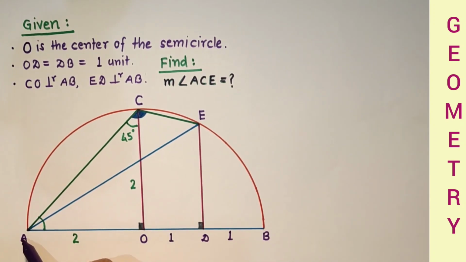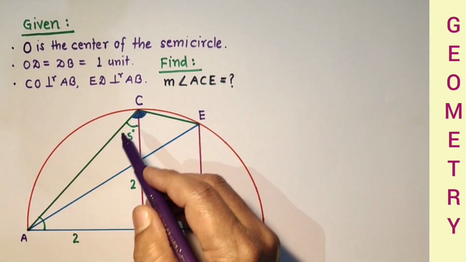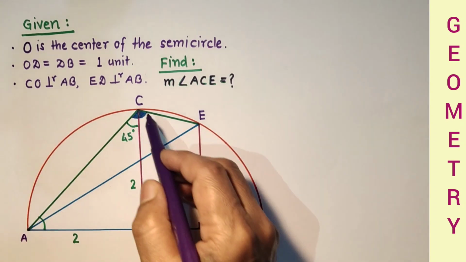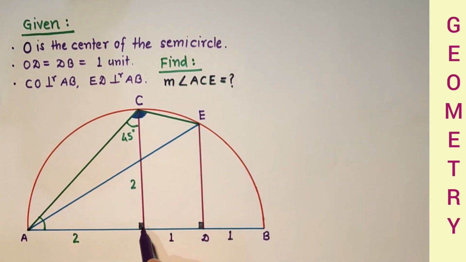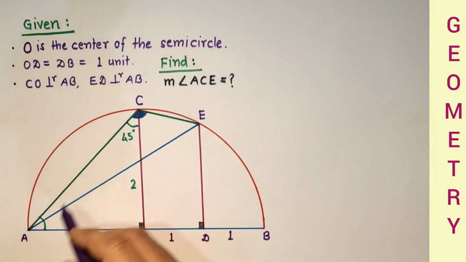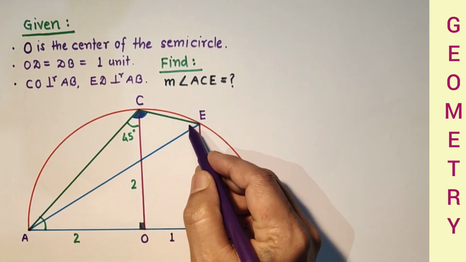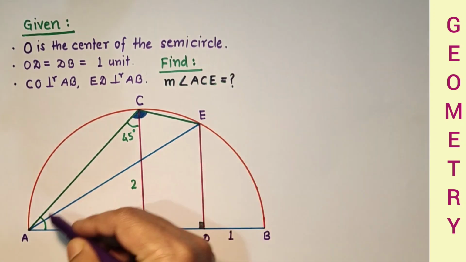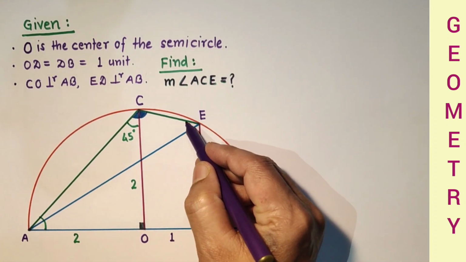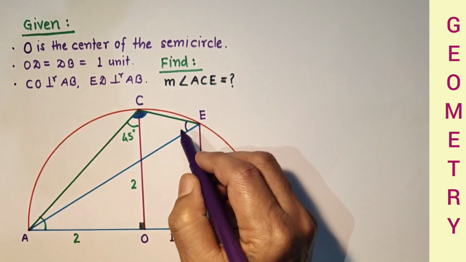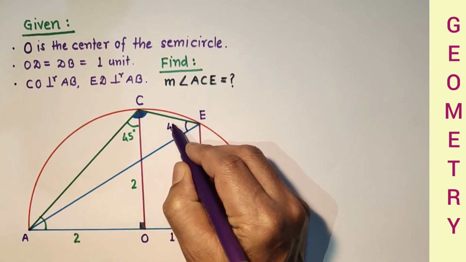Now, this chord AC, or we can say this arc AC, is subtending 90 degrees at the center. So the same chord or arc AC will subtend half of the angle at the circumference of the semicircle. So this angle is half of 90, and that is why it is 45.